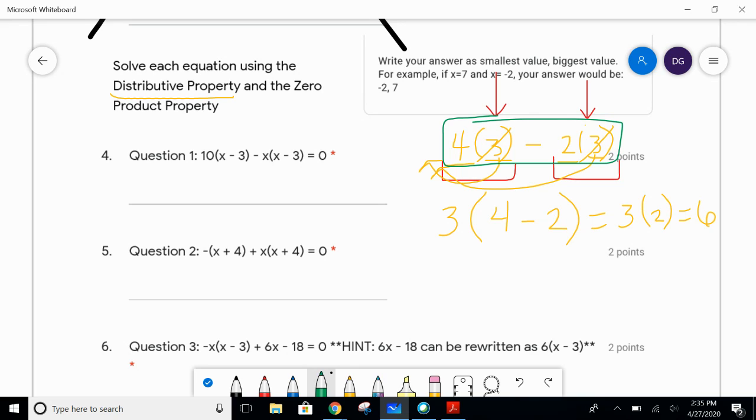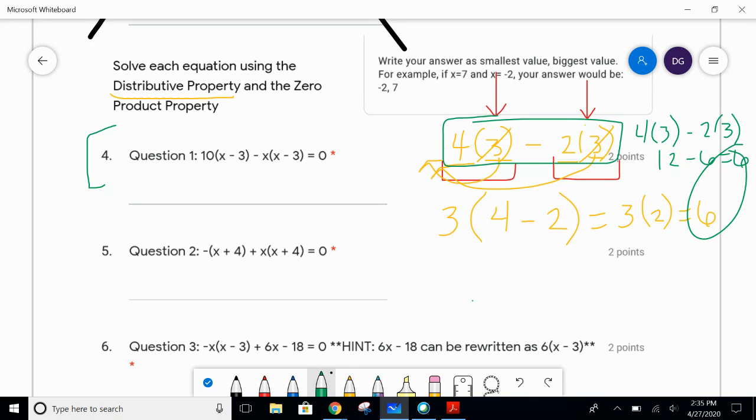If we take a look at the original, let's see if we end up with the same thing. So we had 4 times 3 minus 2 times 3. 4 times 3 is 12, minus 2 times 3 is 6, 12 minus 6 is 6. So we ended up with the same answer, 6 and 6. So we are doing the same thing here with these problems, the opposite of the distributive property.